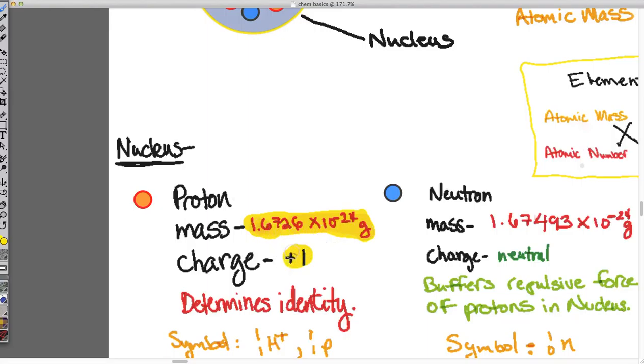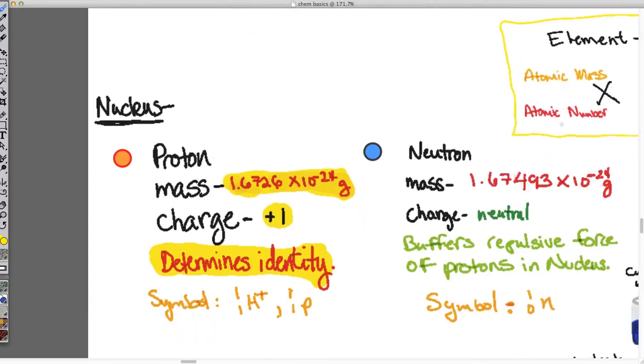The charge for a proton is +1, and the number of protons will determine the identity of your element. If all the atoms have the same number of protons, then they're going to be a specific element and behave in a similar manner. The symbol for a proton is either H+ with the 1 and 1 for charge and mass, and here we have a P for proton.